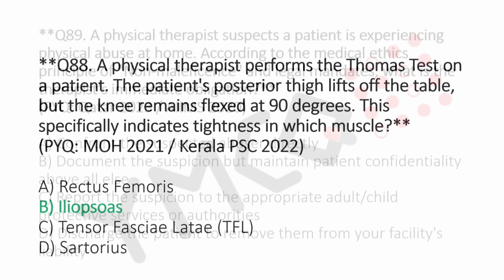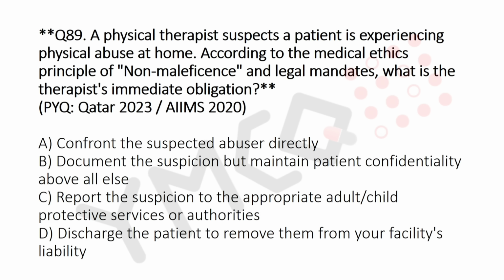Now let's move to question number 89. A physical therapist suspects a patient is experiencing physical abuse at home. According to the medical ethics principle of non-maleficence and the legal mandates, what is the therapist's immediate obligation? Option A, confront the suspected abuser directly. Option B, document the suspicion but maintain patient confidentiality above all else. Option C, report the suspicion to the appropriate adult or child protective service or authority.